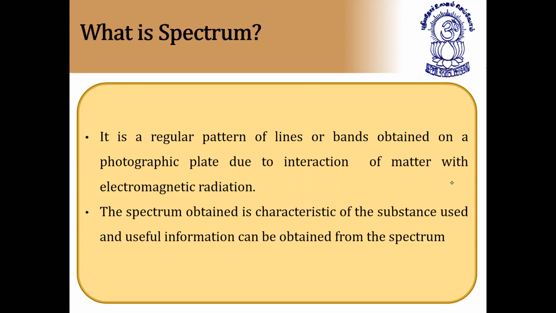When white light is incident on a prism, it gets dispersed into 7 colors, giving VIBGYOR. That is the only spectrum you know from the physics experiment. So here we are going to learn the atomic spectrum in this topic. So what is a spectrum? Basically, it is a regular pattern of lines or bands obtained on a photographic plate due to interaction of matter with electromagnetic radiation. The spectrum obtained is characteristic of the substance used, and useful information can be obtained from the spectrum. So all the spectra are not the same. It depends upon the substance.